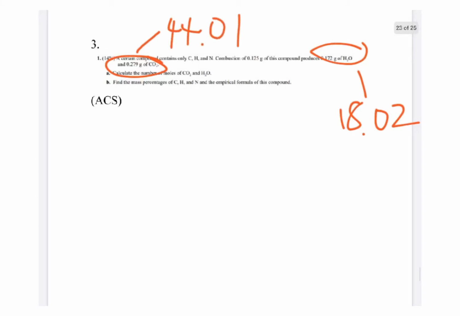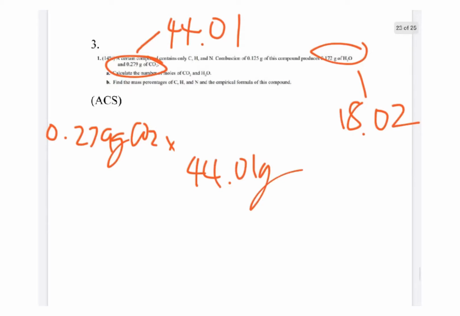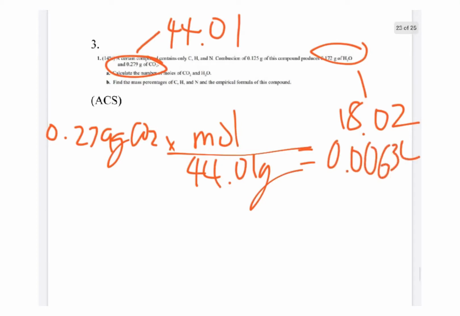44.01. So doing the math, we just do 0.279 grams of CO2 times the molar mass in the correct orientation. So it would be 44.01 grams on the bottom and a mole on the top. And doing the math, 0.279 divided by 44.01, we will get 0.00634 moles of CO2.